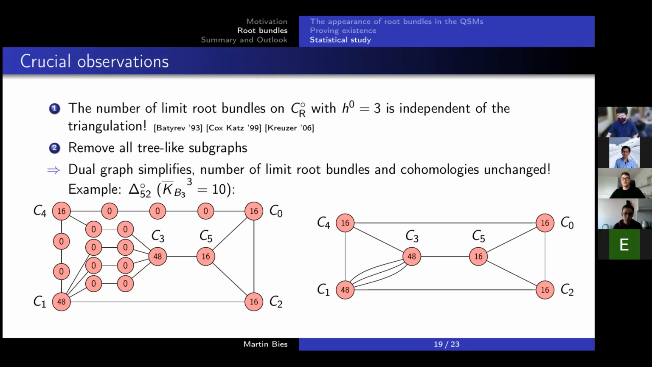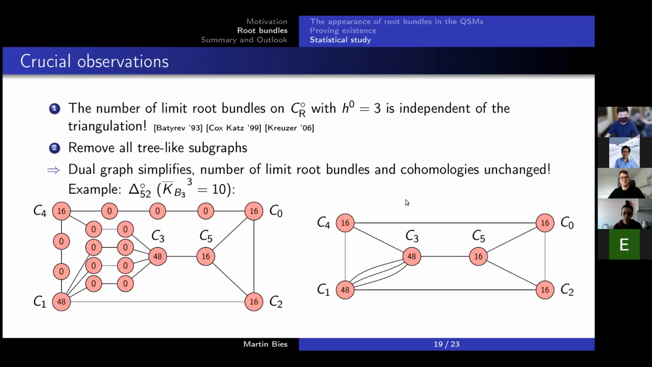And the second important observation by my collaborator Miang Liu was that we can simplify the task even further. Namely, instead of looking at these involved graphs on the left, we can remove tree-like subgraphs, thereby looking at a simpler graph, the one on the right in the example at hand. And arguably, you would expect that the combinatorics is a lot simpler on the right one. The crucial observation is that you count the same number of limit roots on the right one and the same H0 values. So that simplifies our task even further.